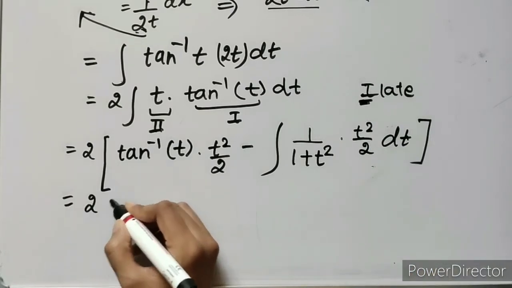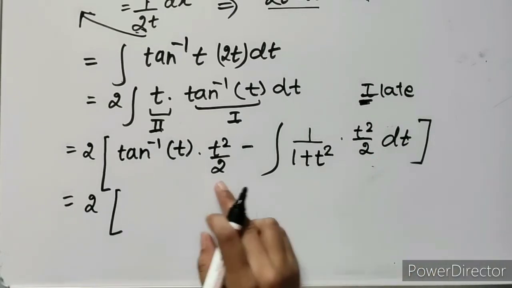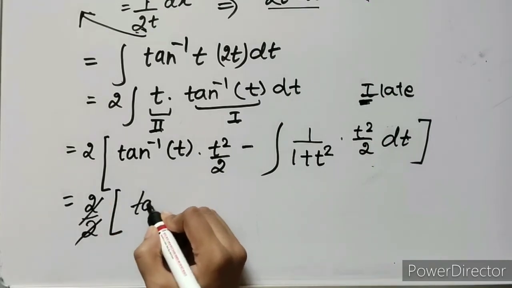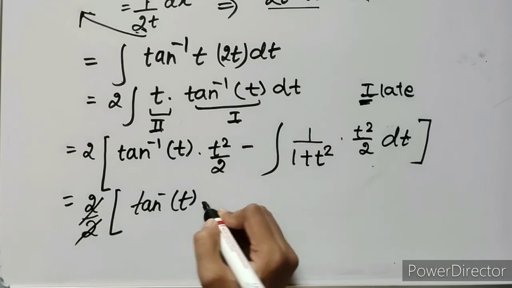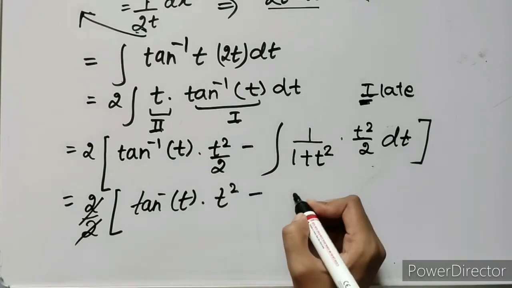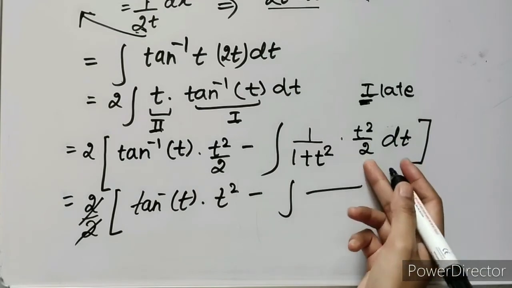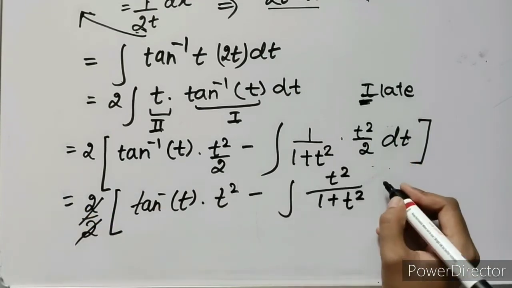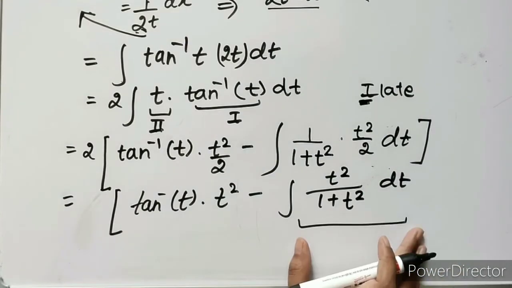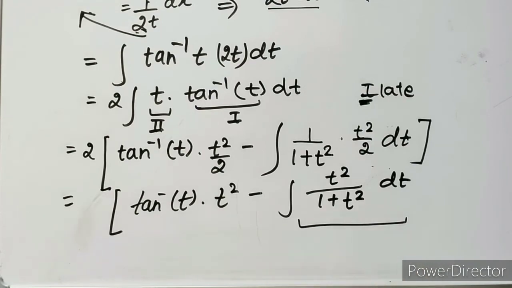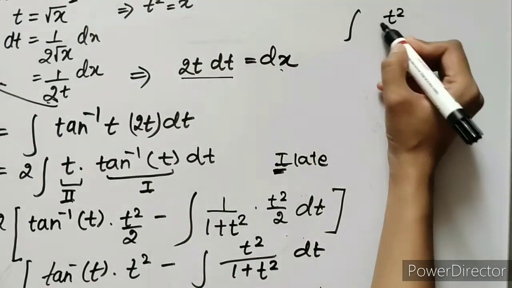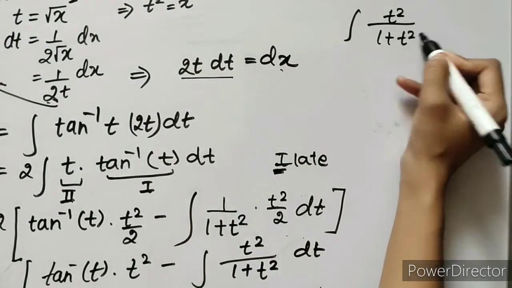Then we can take this 2 common and cancel it out. It will be t square tan inverse t minus, since we took this 2 common, integral of t square by 1 plus t square dt. Now I will tell you how to solve this part, so we will straight away use the answer of this integration. So this is integration of t square by 1 plus t square dt.